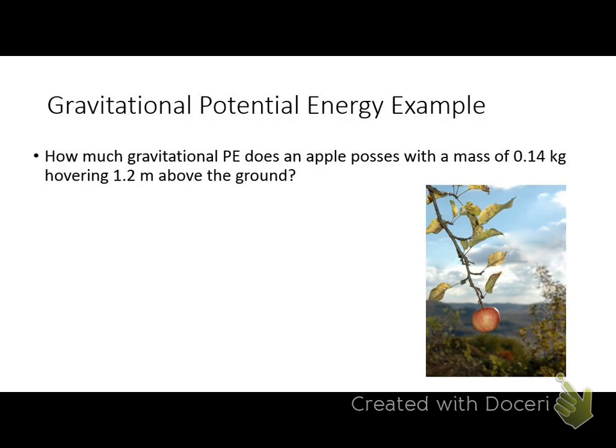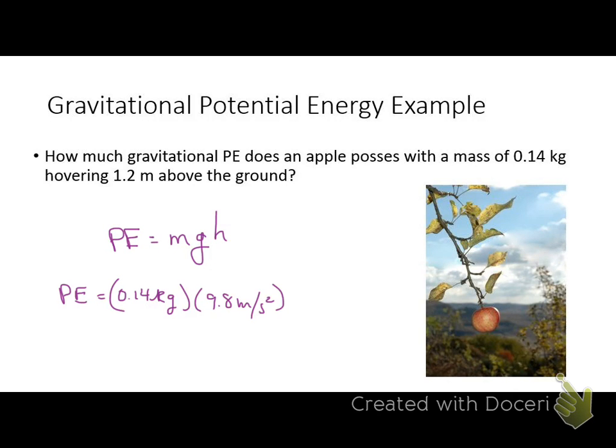Again, we can come up with its stored energy, potential energy due to gravity, by taking the mass of the apple times that constant, 9.8 meters per second squared, times the height it is above the ground. So it looks like this: 0.14 kilograms, 9.8 meters per second squared, and the height was 1.2 meters. Looks like I'm going to round it to two digits again. I got 1.6464 is what my calculator displayed, and those units would be joules.